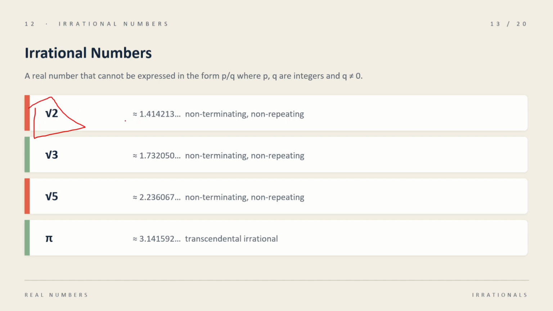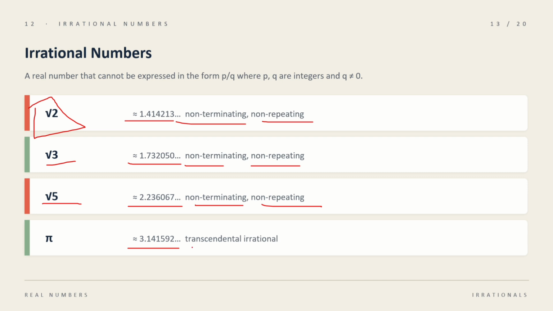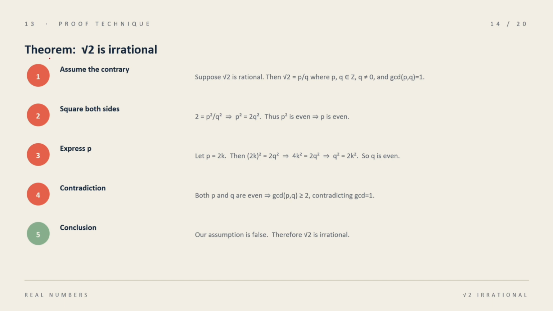After putting the value of root 2, we find that it is 1.414213, non-terminating, non-repeating. The value of root 3 is 1.732050, non-terminating, non-repeating. Similarly, root 5 is 2.236067, non-terminating, non-repeating. The value of pi is 3.141597, it is a transcendental irrational number.